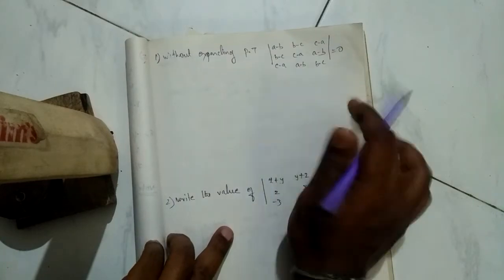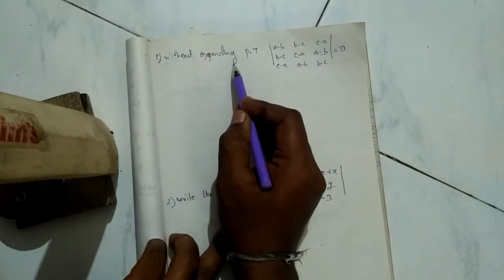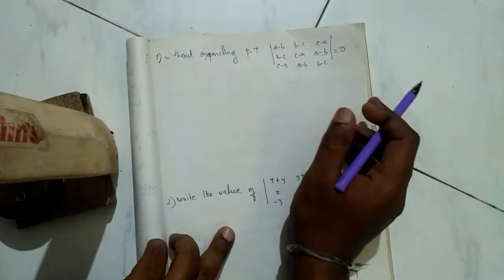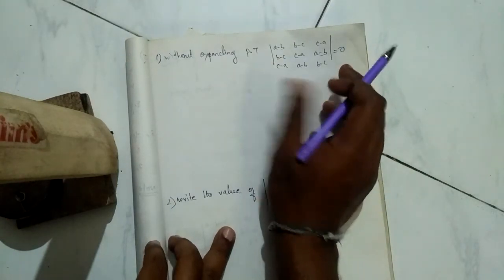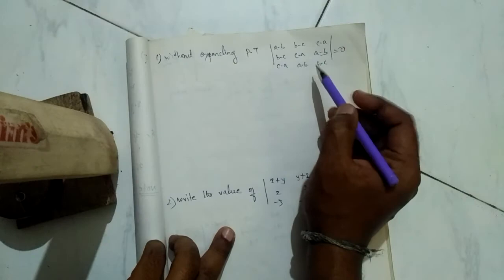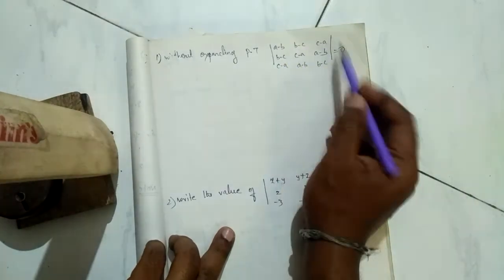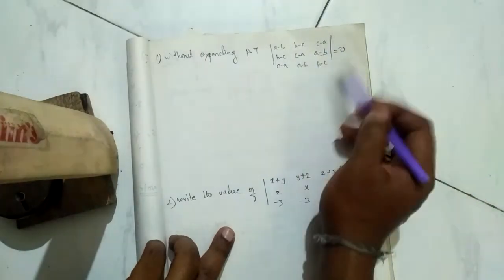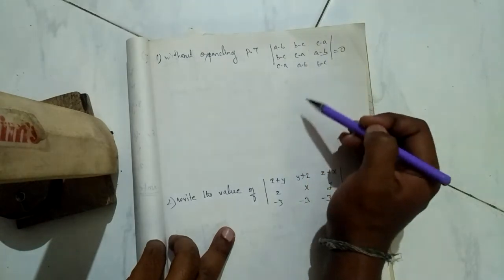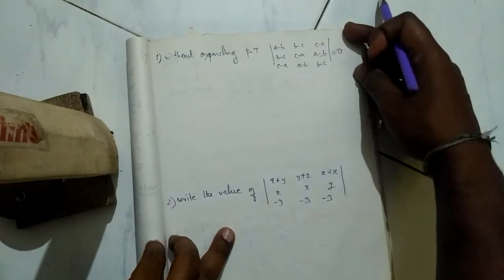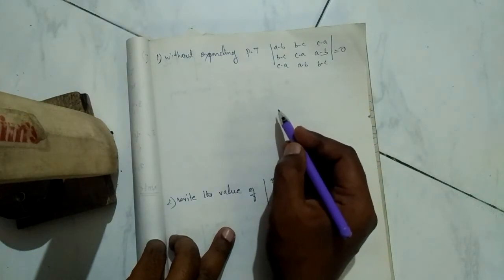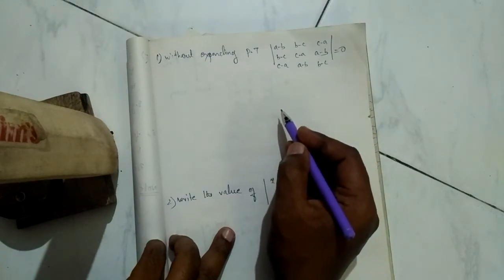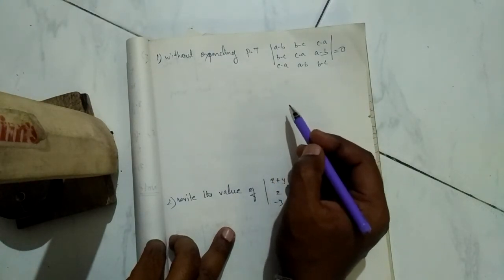So, problem number one: you should not expand this determinant. Without expanding, by using the properties, you have to prove that it is equal to 0. Okay, so you just recall all the properties.